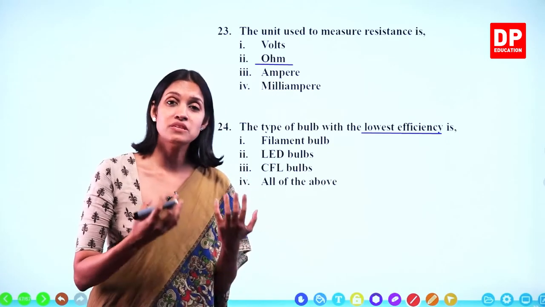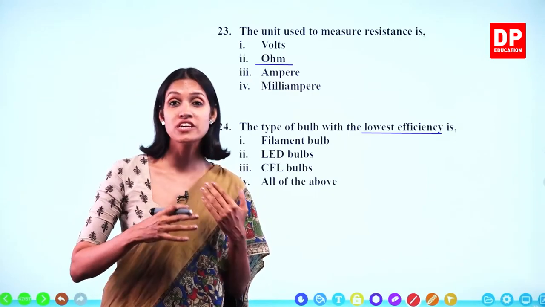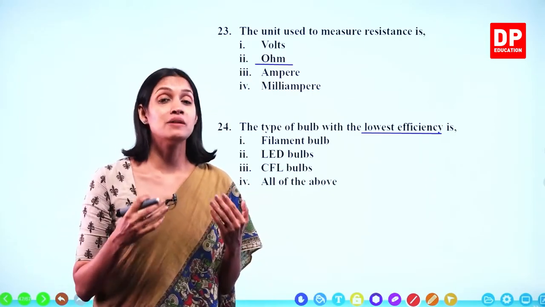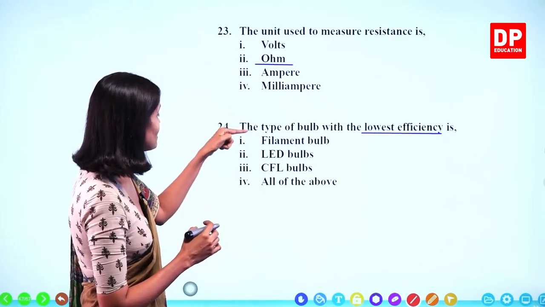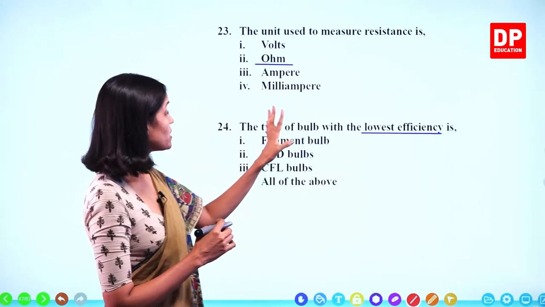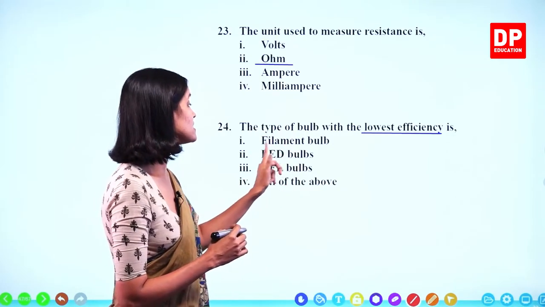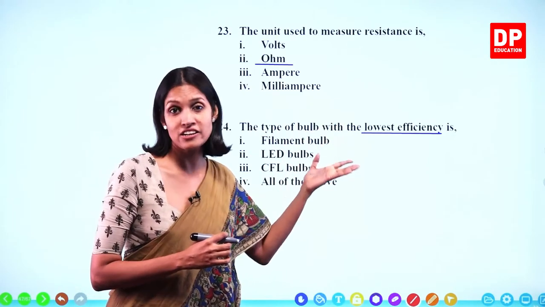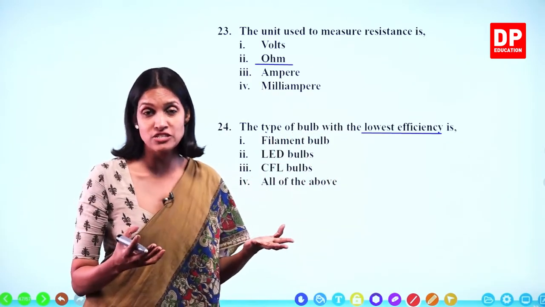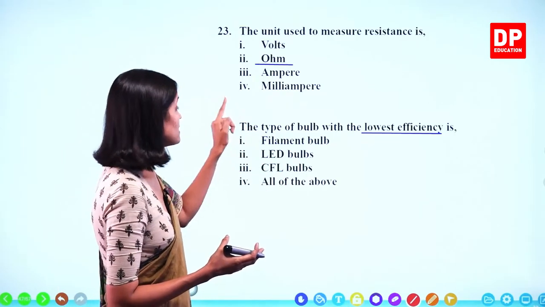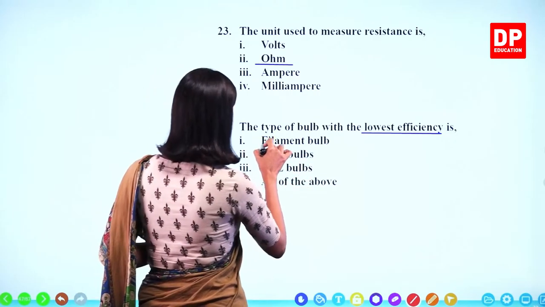And some other bulbs consume only a little amount of electricity and their lifetime is also very high. Those type of bulbs are considered to be the bulbs with highest efficiency, right? So out of the filament bulb, LED bulbs and CFL bulbs, which has the highest efficiency, which has the lowest efficiency? We learned that LED and CFL bulbs have a higher efficiency, right? And filament bulbs consume a large amount of energy. Therefore, out of these three, filament bulb has the lowest efficiency, right? Answer number one.